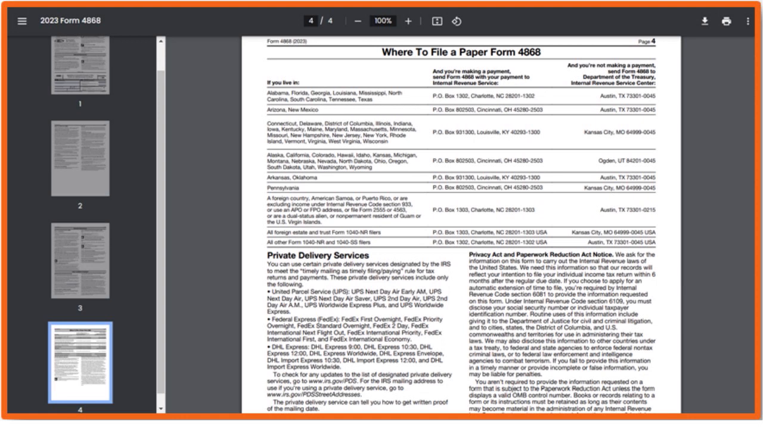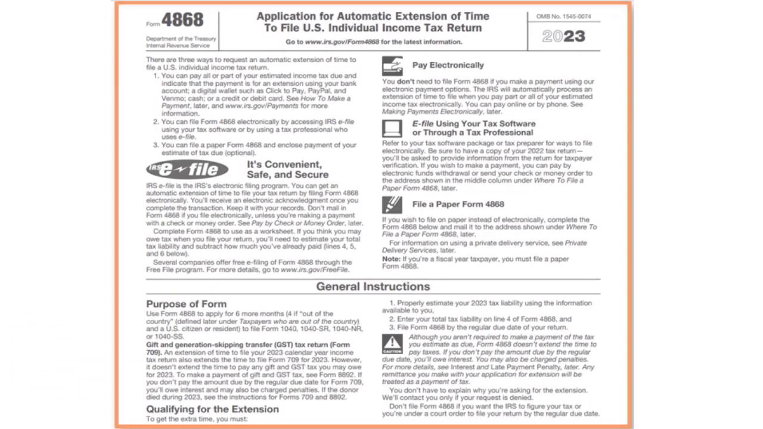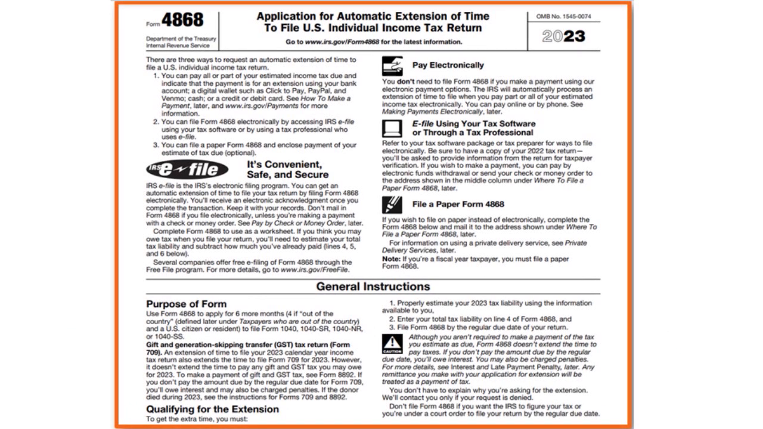I also wanted to show you that when we talk about the application for automatic extension of time to file U.S. individual income tax return, it's really important to understand that you always have to pay your taxes when asking for an extension, right? If the IRS is telling you, hey, listen, you can file by October 15, it doesn't mean you have to pay by October 15. It means that you are able to put your paperwork together before October 15. But if you owe, you have to pay before. Otherwise, you're exposing yourself to interest and penalties.